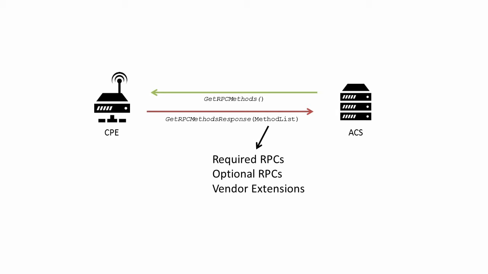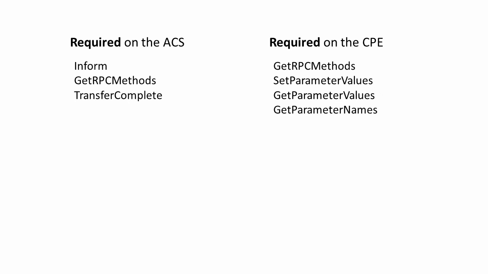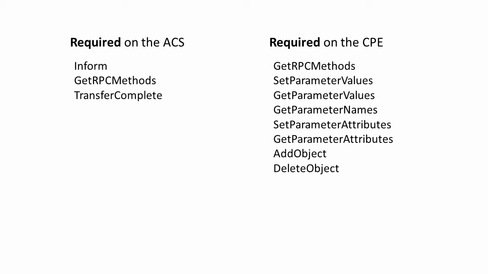include additional optional RPCs or vendor-defined RPCs. For the ACS, these required RPCs include Inform, GetRPCMethods, and TransferComplete. For the CPE, the required RPCs are GetRPCMethods, SetParameterValues, GetParameterNames, SetParameterAttributes, GetParameterAttributes, AddObject, DeleteObject, Reboot, and Download.